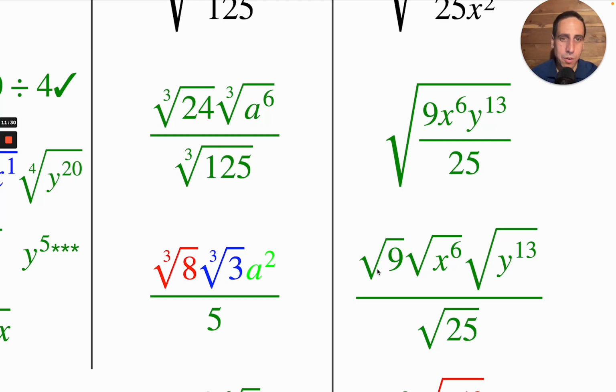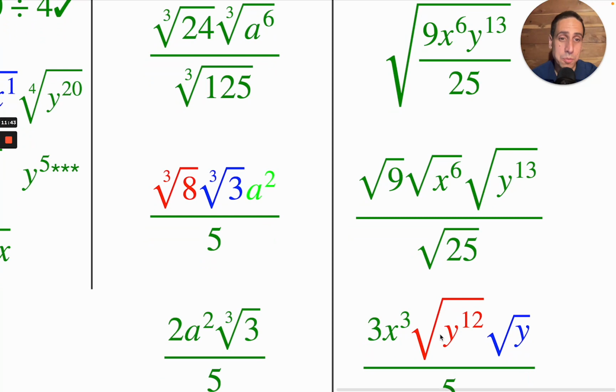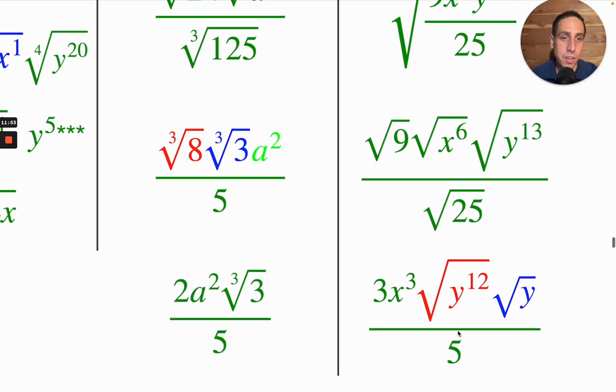We can take the square root of 9. We can take the square root of x to the 6th. We can take the square root of 25. We can't take the square root of y to the 13th, but you can split it up into a perfect square and a leftover factor. The largest perfect square is y to the 12th, and then there's a leftover of y to the 1st here. So that when you do take the square root of y to the 12th, you get y to the 6th.